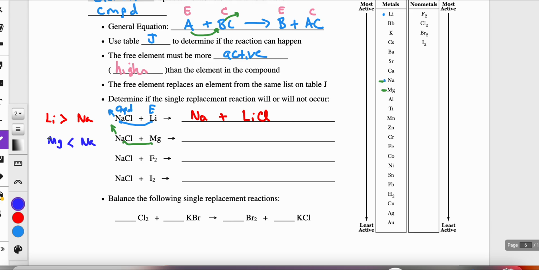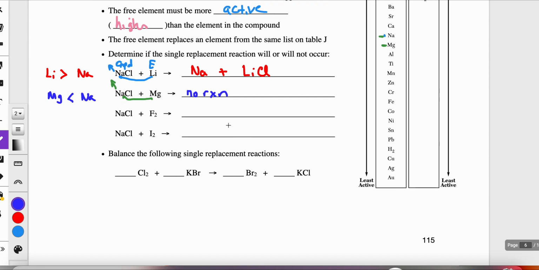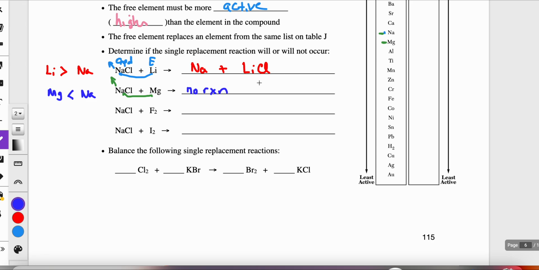So when the free element is less active, that means there is no reaction. No reaction occurs. If you have to explain why this reaction will not occur, you want to keep a very simple statement. You would simply state that magnesium is less active than Na, so it cannot replace it in the compound.